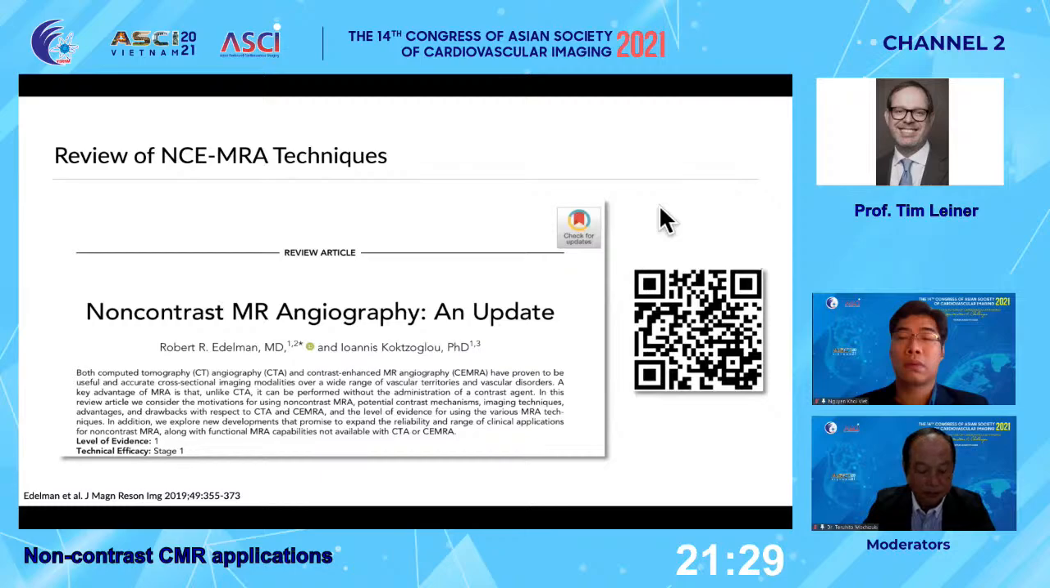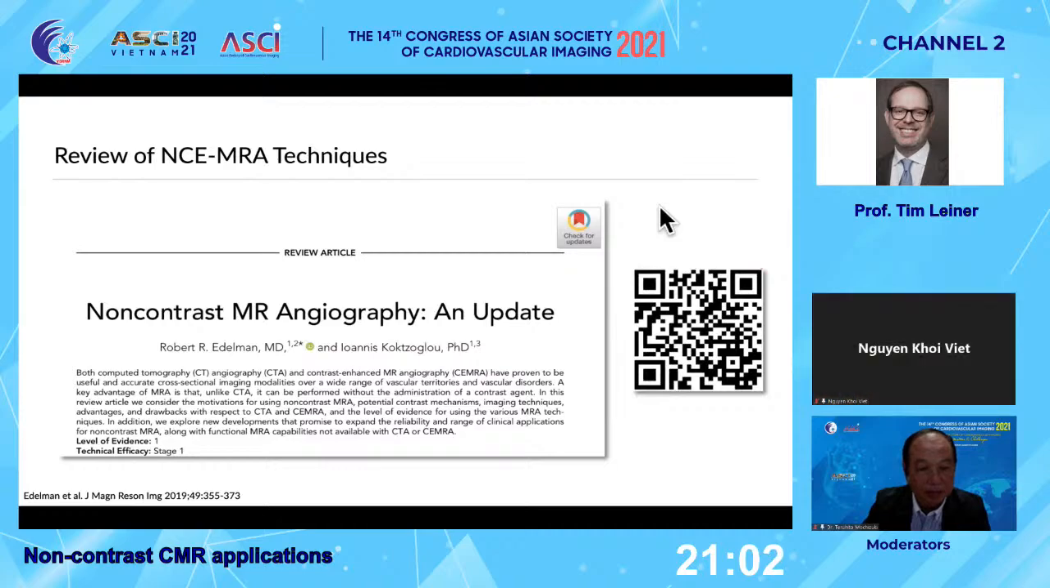So when you're interested in this topic, this is an excellent review of non-contrast CE MRA techniques. And again, this doesn't only refer to vascular imaging, but also applies to cardiac imaging. This is a paper written by two pioneers in this field, Bob Edelman and John Koktsoglu from Chicago. They have done an outstanding job in summarizing the current state of the art in this very recent paper. If you photograph the QR code, it'll take you right to the link where you can download this paper.